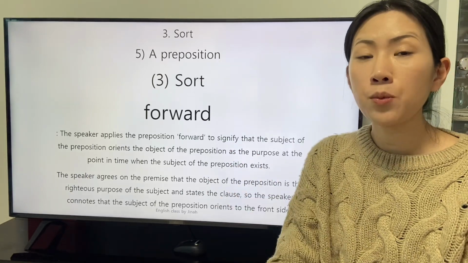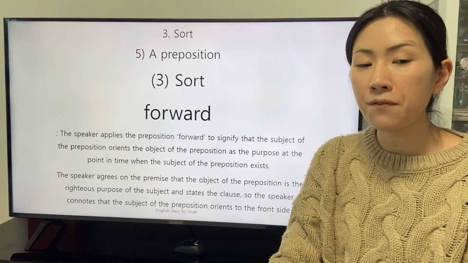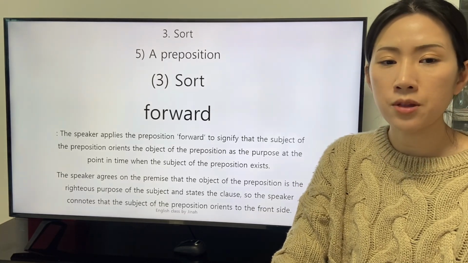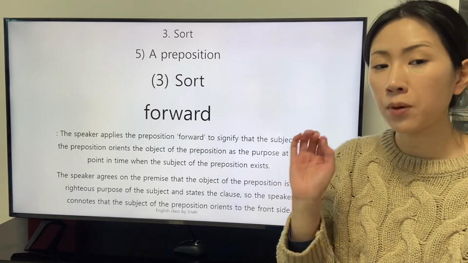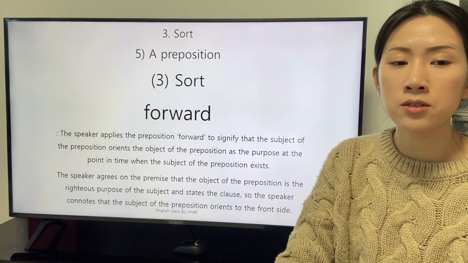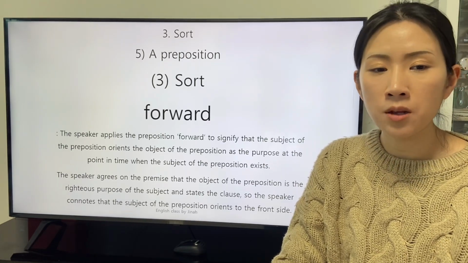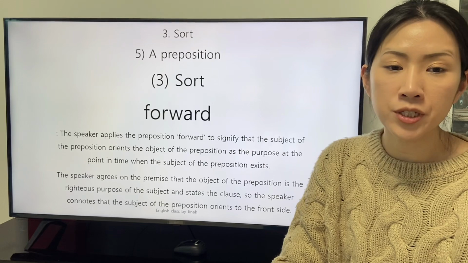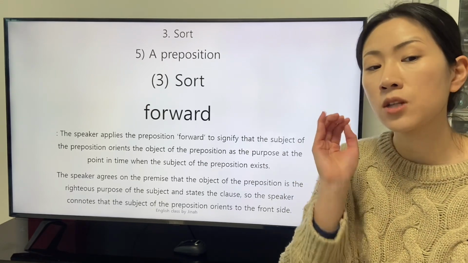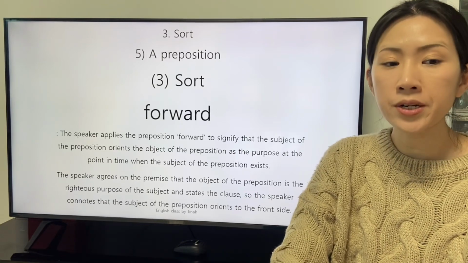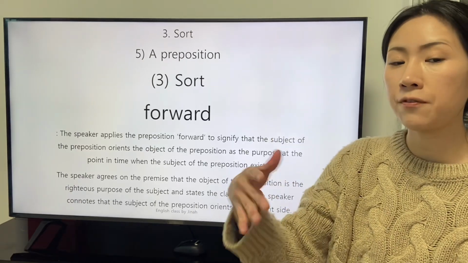The next preposition we will study is the preposition forward. The speaker applies the preposition forward to signify that the subject of the preposition orients the object of the preposition as the purpose at the point in time when the subject of the preposition exists. The speaker agrees on the premise that the object of the preposition is the righteous purpose of the subject and states the clause. So the speaker connotes that the subject of the preposition orients to the front side.